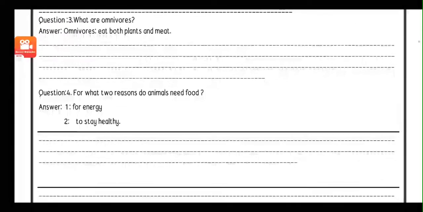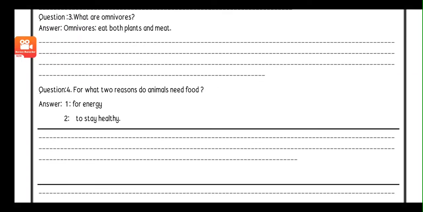Question number 3 is, what are omnivores? Omnivores kya hai? So the answer is, omnivores eat both plants and meat. Omnivores aise animals hain jo dono khate hain, paude bhi khate hain aur meat bhi khate hain, gosht bhi khate hain. To omnivore mein human beings bhi aate hain, ki human beings bhi dono cheeze khate hain, plants bhi khate hain yani sabziyan bhi khate hain aur meat bhi khate hain.